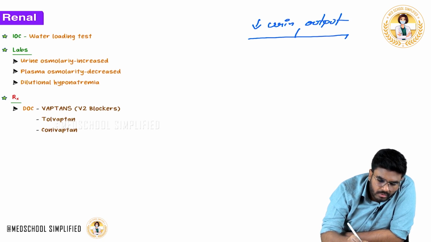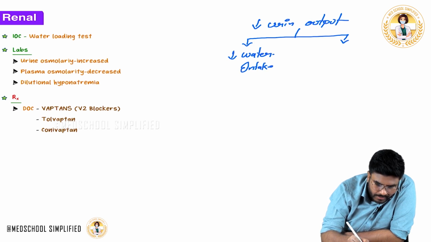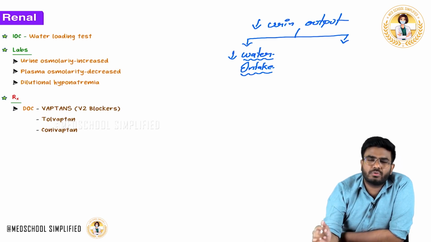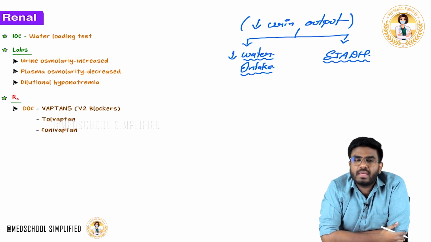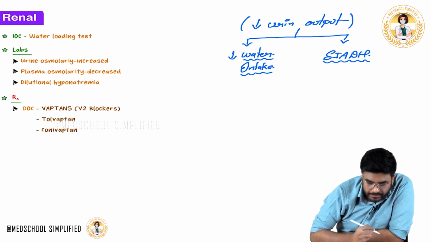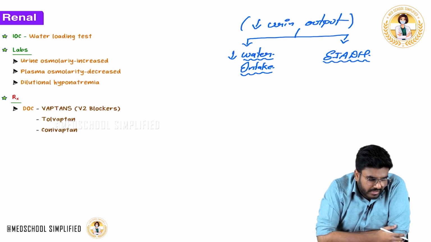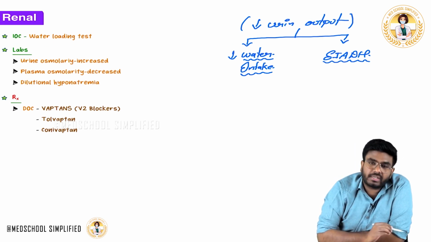Now there might be two reasons. One reason is this patient is having decreased water intake, that's why he is producing less urine. Or this may be because of SIADH. So these are the two reasons why the patient might be producing less urine. So how to differentiate? See, how to differentiate is by water loading test.